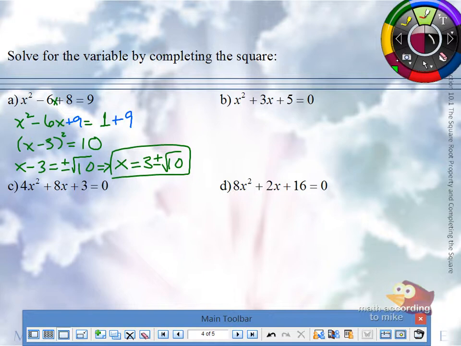Are we prepped for completing the square? Is the leading coefficient a 1? Are the variables by themselves? No. We got to get rid of that 5. What do we do with that 5? Subtract it. All right. Now we're ready. Take half of 3. What is half of 3? 3 halves squared. 9/4. We're going to add 9/4 to both sides.